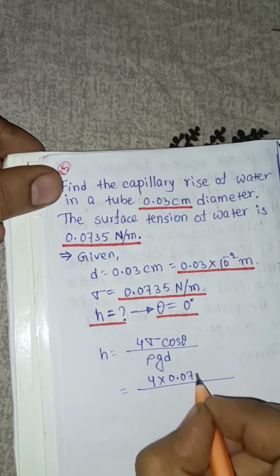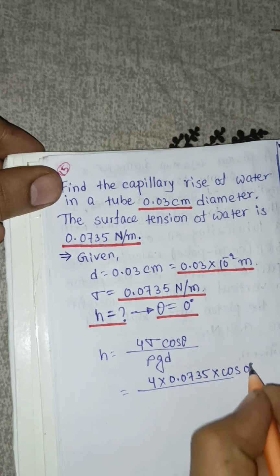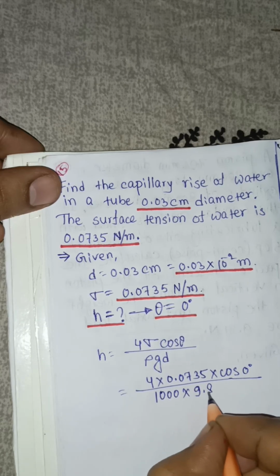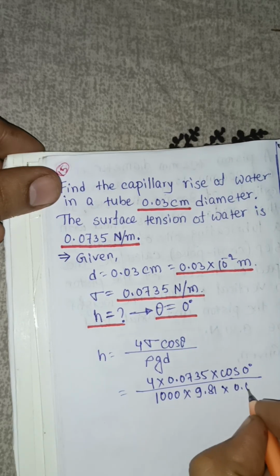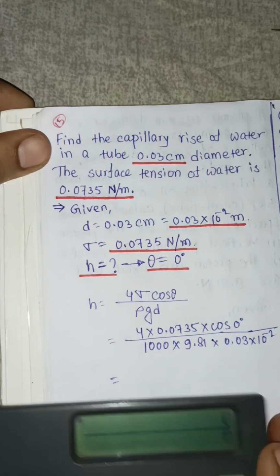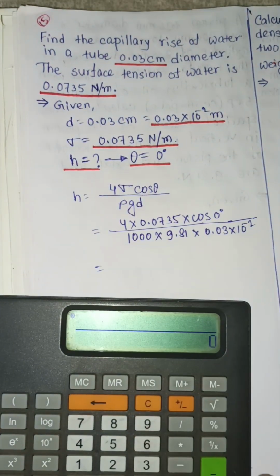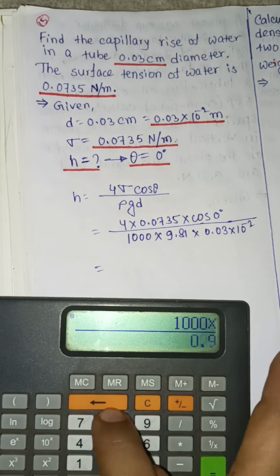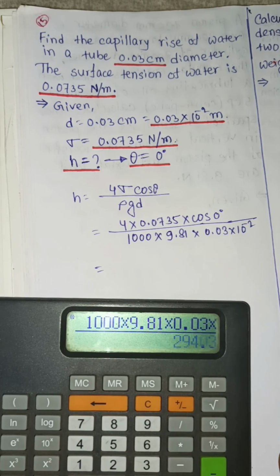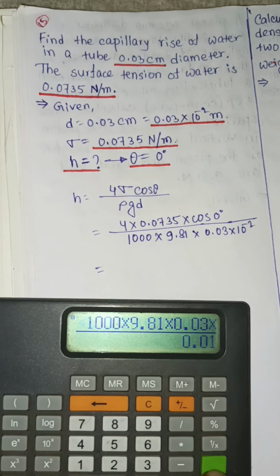That is equal to 0.0735 into cos 0 degree, divided by the density of water, that is 1000, the gravitational acceleration 9.81, into the diameter, that is equal to 0.03 into 10 to the power minus 2. So if you want to calculate this value, it will be 1000 into 9.81 into 0.03 into 0.01.